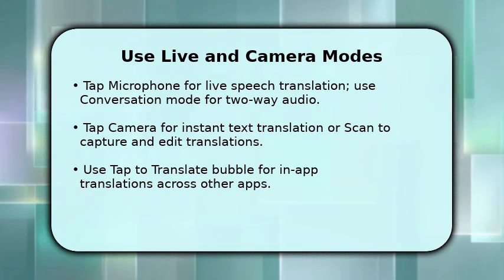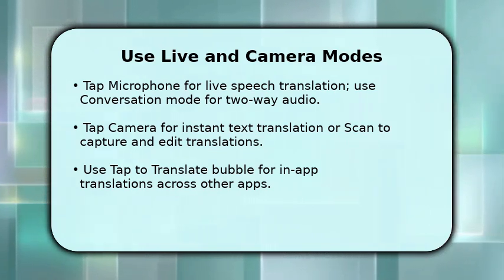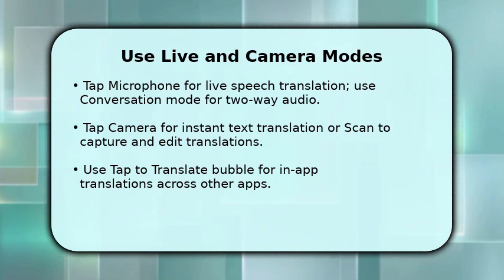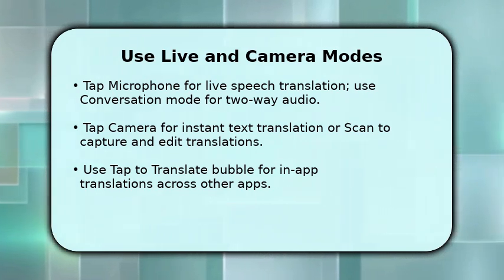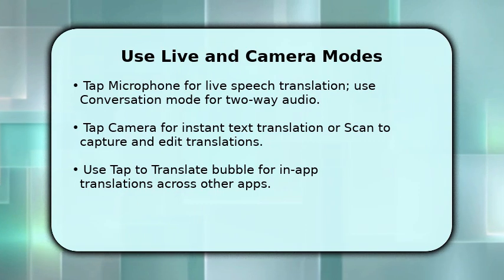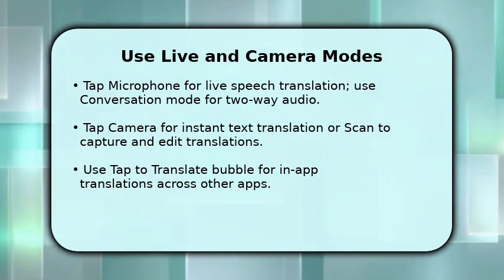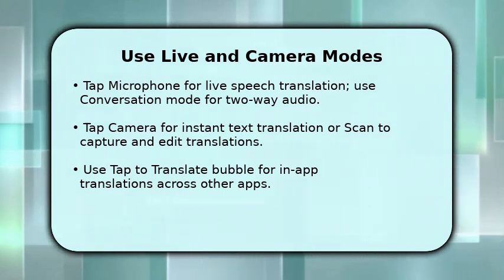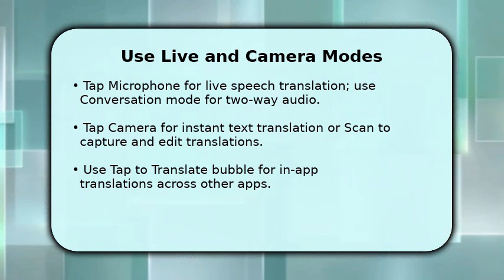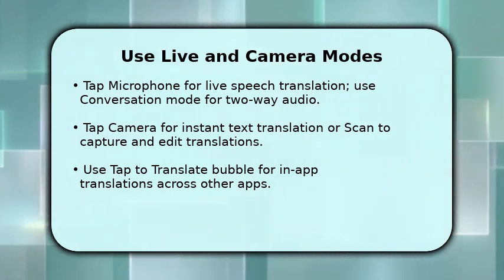Tap it, speak clearly, and the app displays text and plays audio. Use conversation mode to let two people speak and see translated replies in real time. For signs or menus, tap camera and aim. Instant mode overlays translated text, while scan captures high-quality text you can edit.